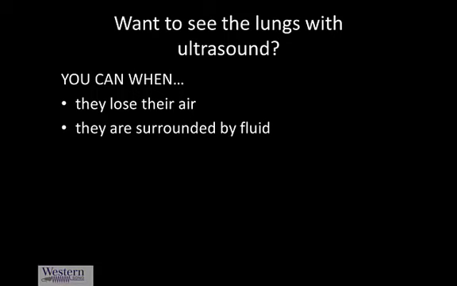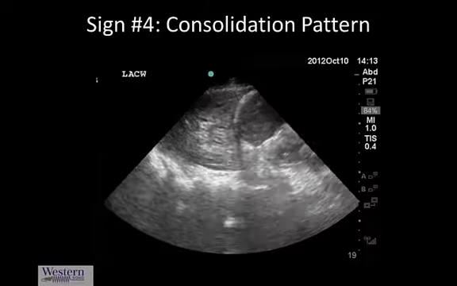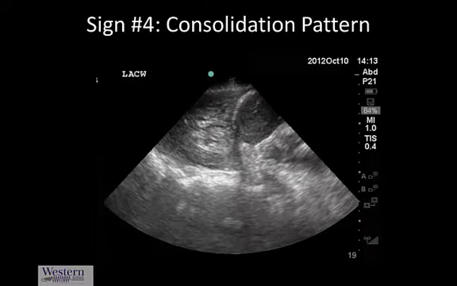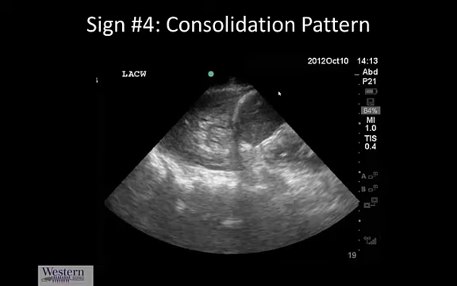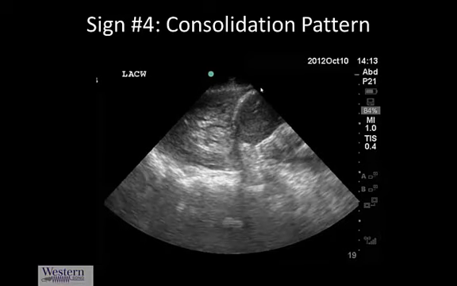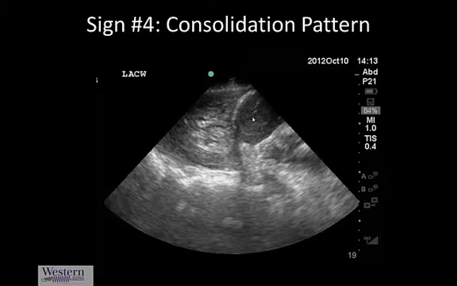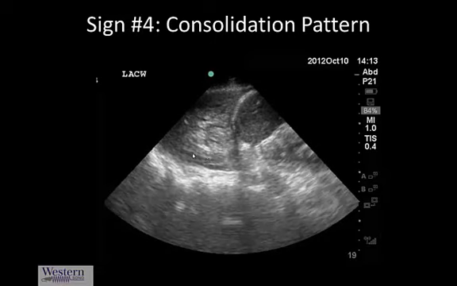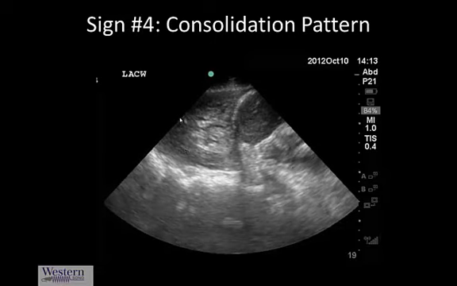So you can see lungs when they lose their air in the context of consolidation, or when they're surrounded by fluid in the context of an effusion. So here's an example of lung sign number 4, what we call a consolidation pattern. Here we have a pleural view on the left side with diaphragm, spleen. We have a solid organ density above the diaphragm here, which represents a completely collapsed left lung.